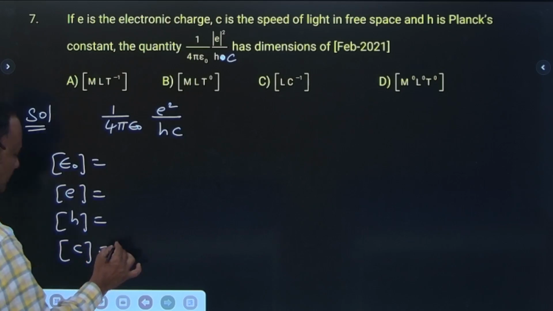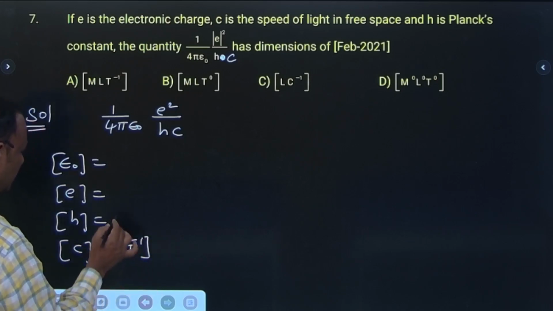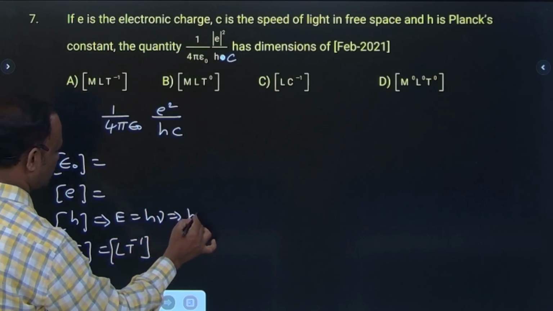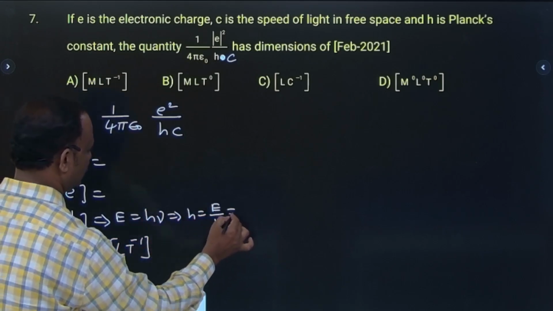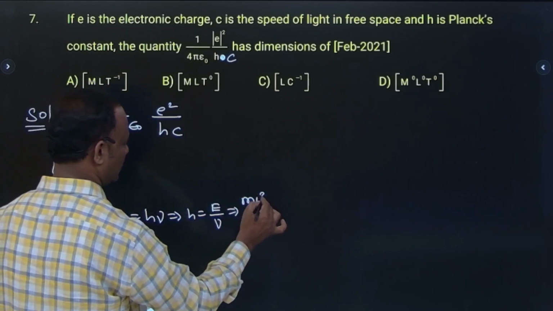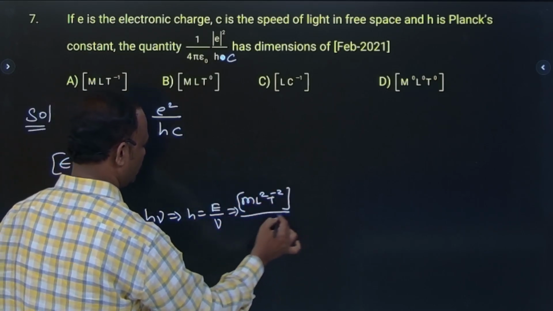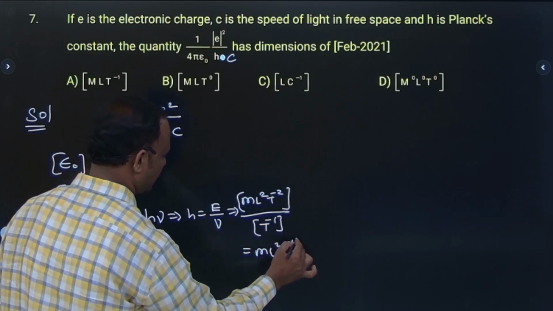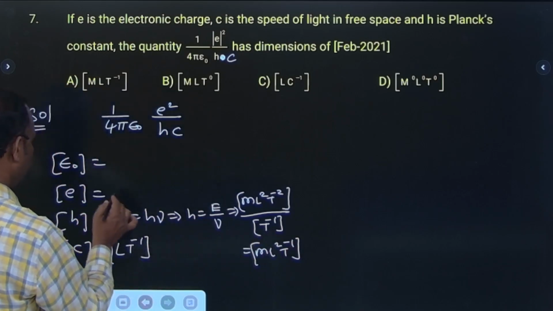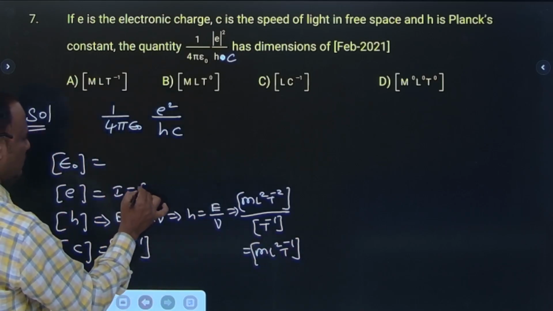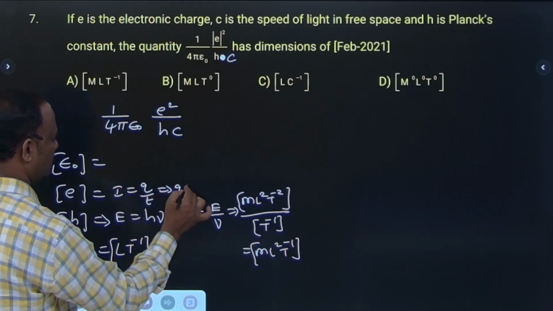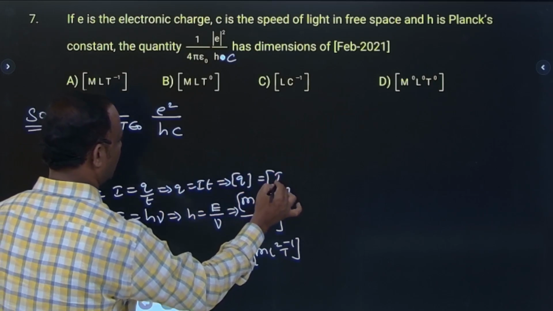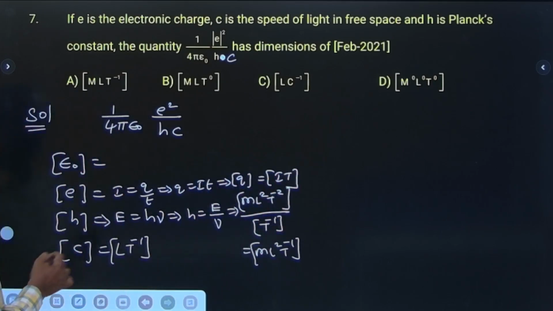Let us write it. c is LT power minus 1. H is given by E equals h nu, so h equals E by nu. Energy is ML square T minus 2, and nu is T minus 1, so h becomes ML square T minus 1. And e is charge. I equals Q by t, so Q equals I T. The dimension formula of Q is the dimension formula of IT.